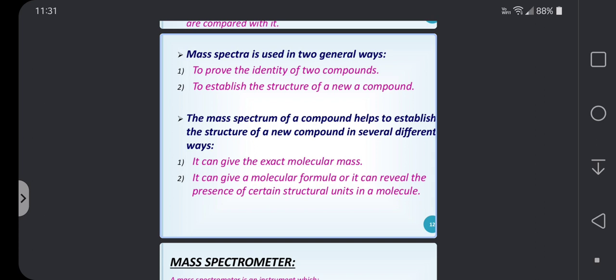Mass spectra are used in two general ways: first, to prove the identity of two compounds; second, to establish the structure of a new compound. The mass spectrum of a compound helps to establish the structure of a new compound in several ways. First, it can give the exact molecular mass. Second, it can give a molecular formula, or it can reveal the presence of certain structural units in a molecule.